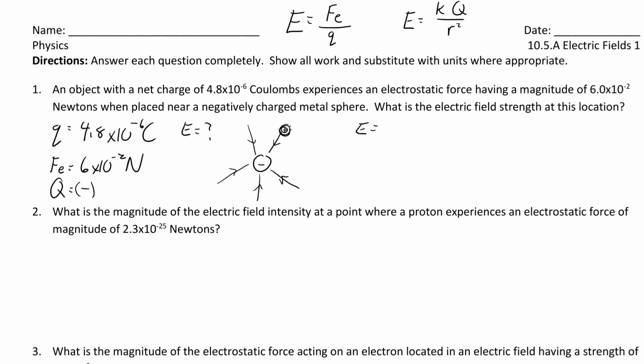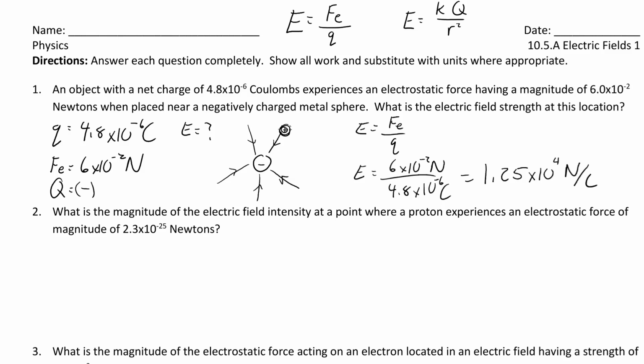So E is equal to Fe over q. E is equal to 6 times 10 to the negative 2 newtons divided by 4.8 times 10 to the negative 6 coulombs, and you get 1.25 times 10 to the 4 newtons per coulomb. So that's pretty strong. You feel 12,500 newtons for every 1 coulomb of charge that you place there. So if you put 1 coulomb here, you'd feel 12,500 newtons for every coulomb.